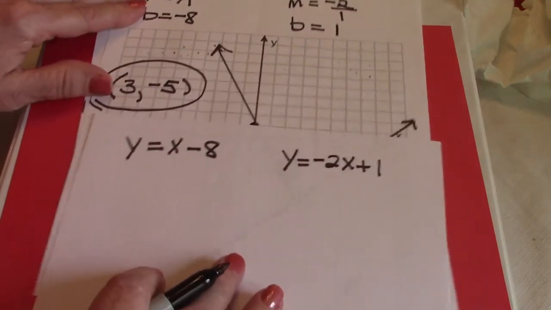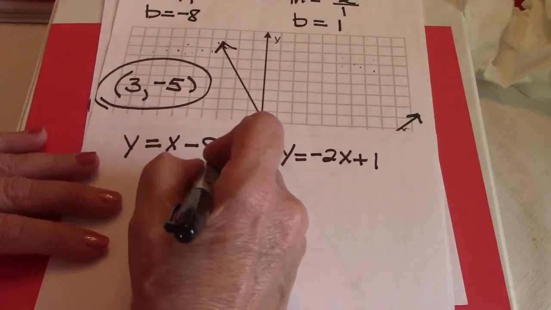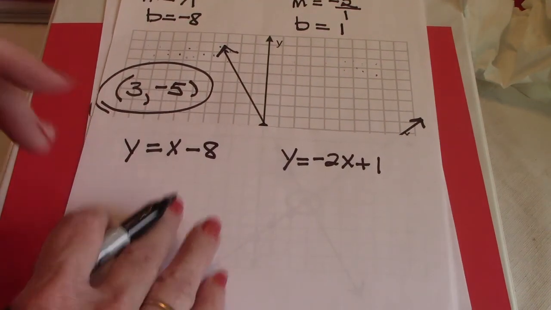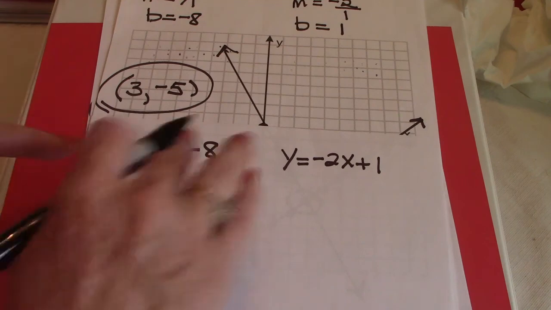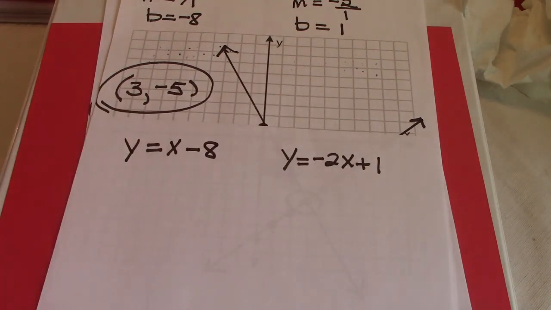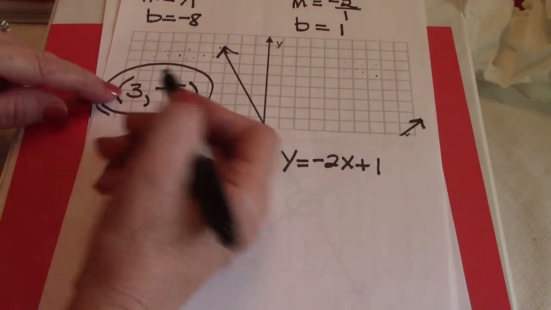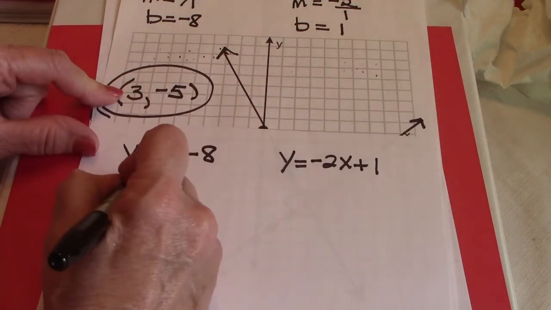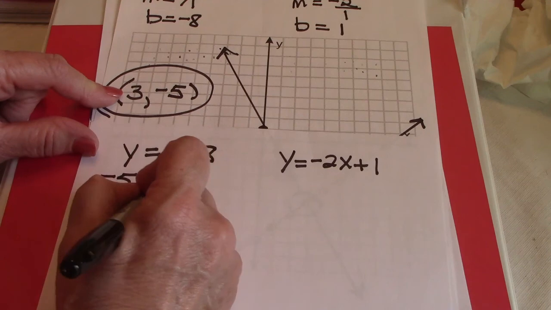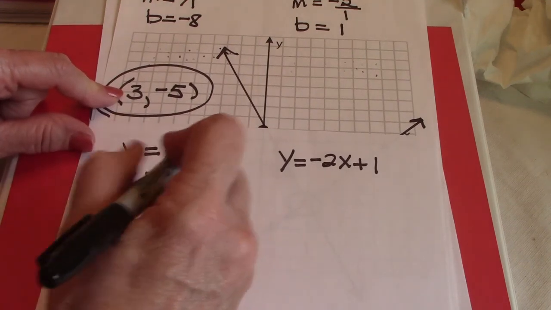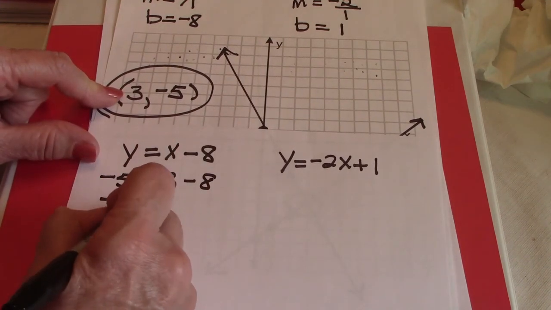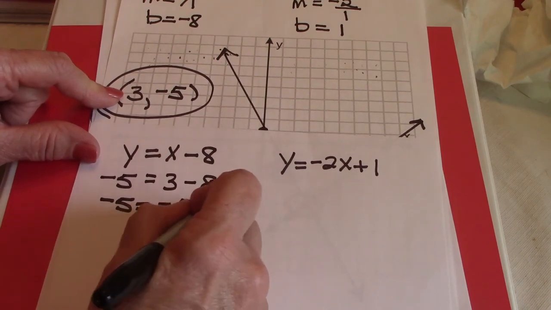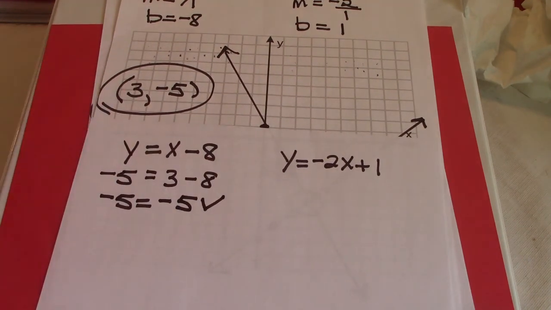Now, we said that our point is 3, negative 5, the point where they both cross, the point both of these equations are using. So I am going to plug in for y a negative 5, and for x a 3: y equals x minus 8. A negative 5 equals 3 minus 8 is a negative 5. Negative 5 equals negative 5. And check.